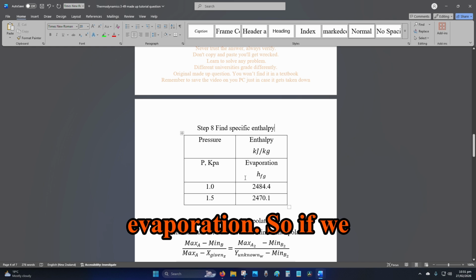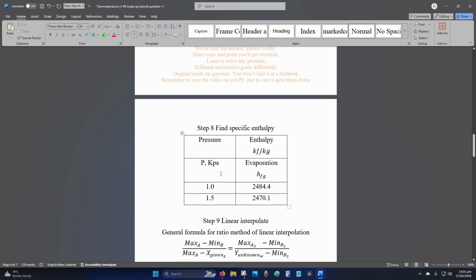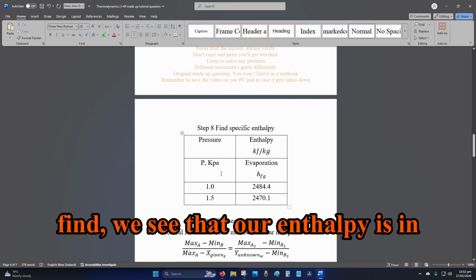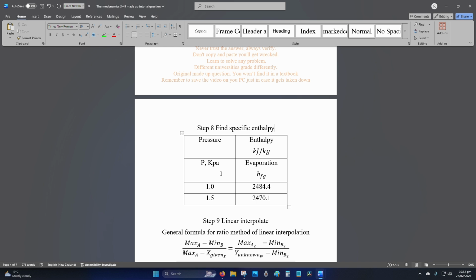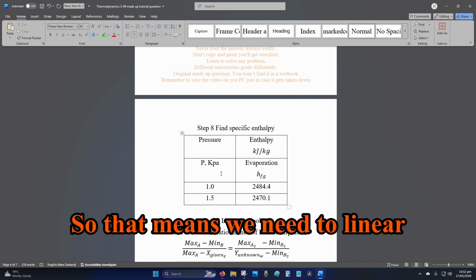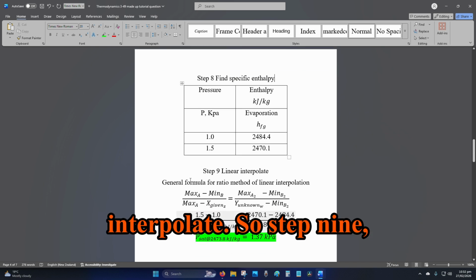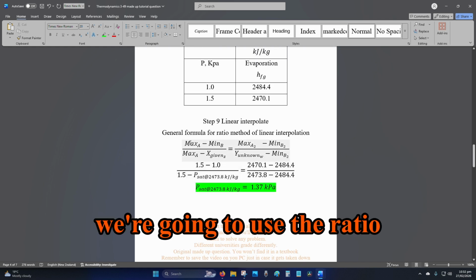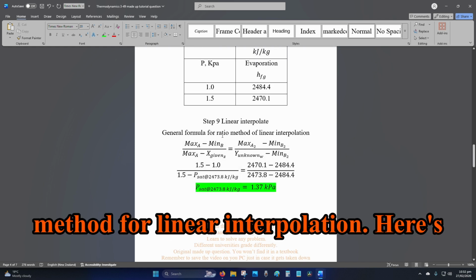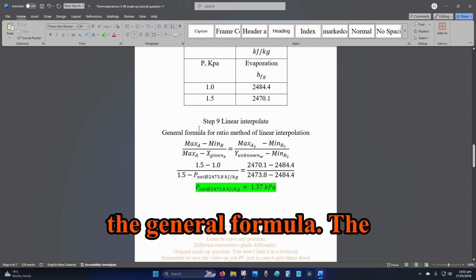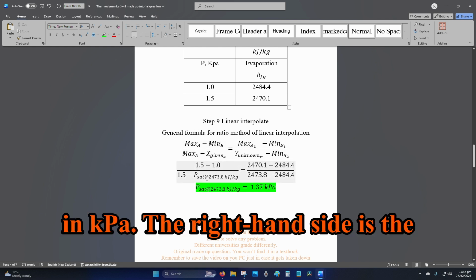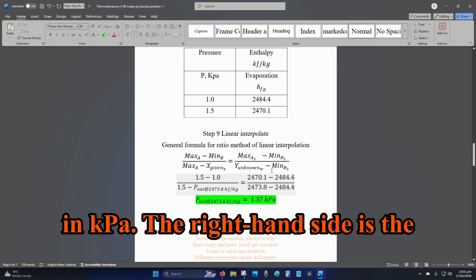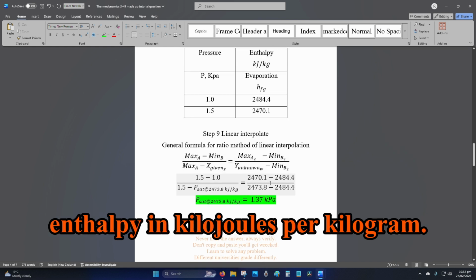So if we go to our pressure table, because that's what we were trying to find, we see that our enthalpy is in between 1.0 and 1.5 kPa. So that means we need to linear interpolate. So step 9, we're going to use the ratio method for linear interpolation. Here's the general formula. The left-hand side is the pressure in kPa. The right-hand side is the enthalpy in kilojoules per kilogram.